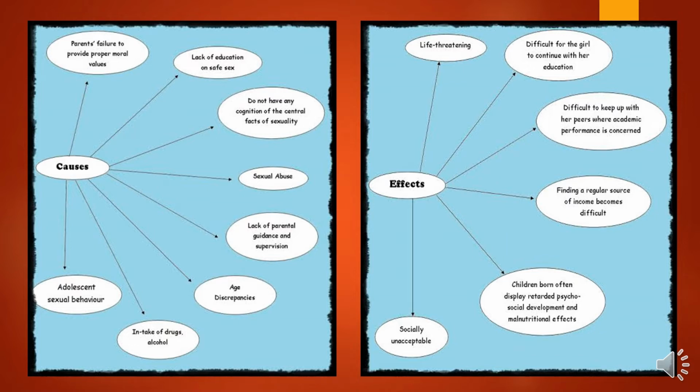life-threatening, difficult for the girl to continue with her education, difficult to keep up with her peers where academic performance is concerned, finding a regular source of income becomes difficult. Children born often display retarded psychosocial development and malnutritional effects. Lastly, socially unacceptable. I hope you now have an idea about cause and effect.